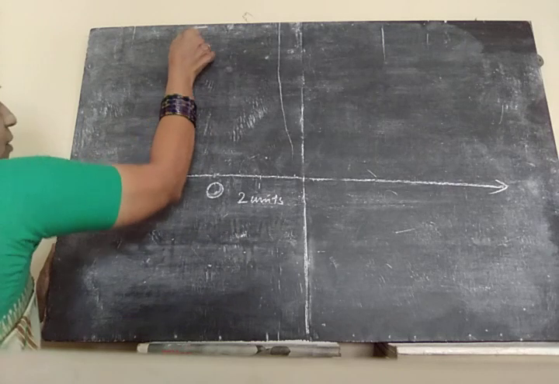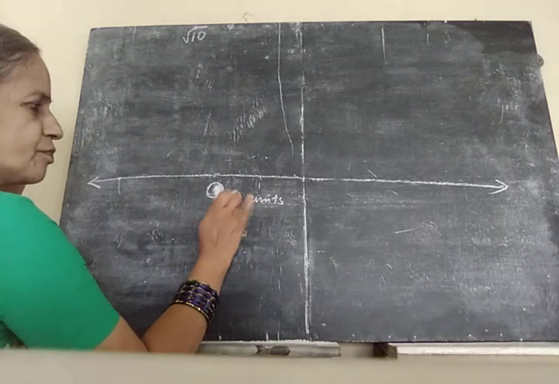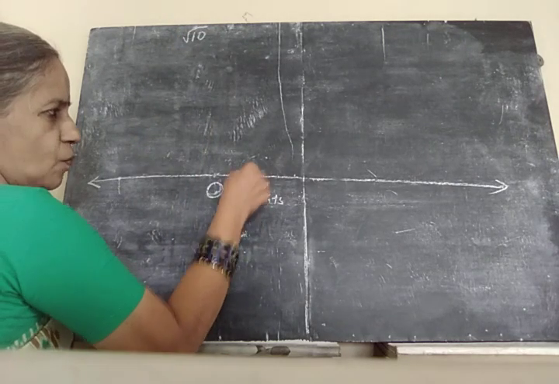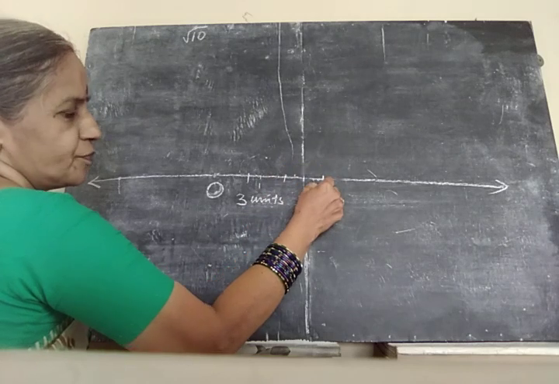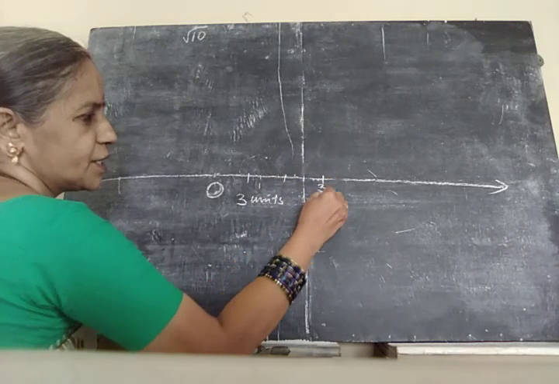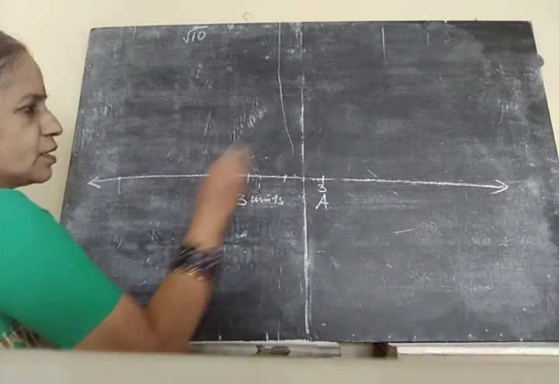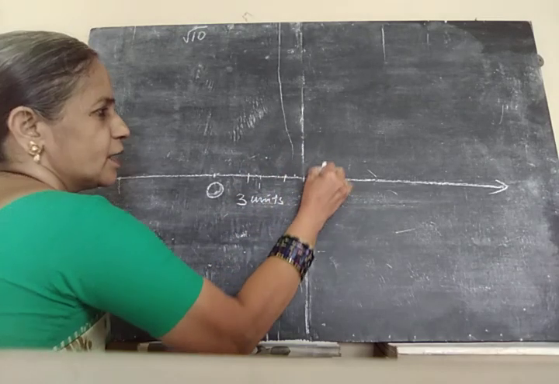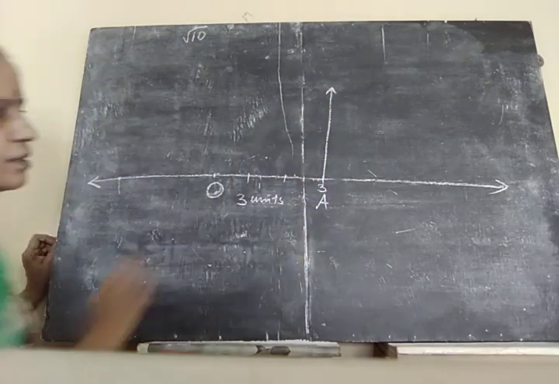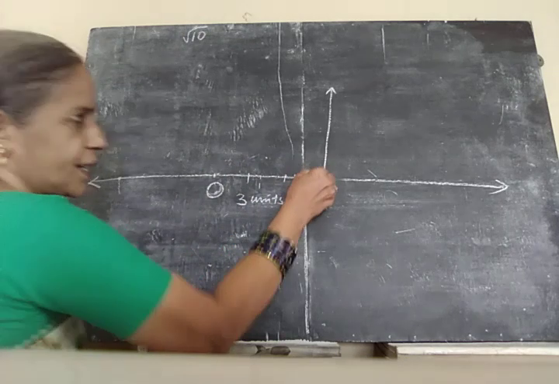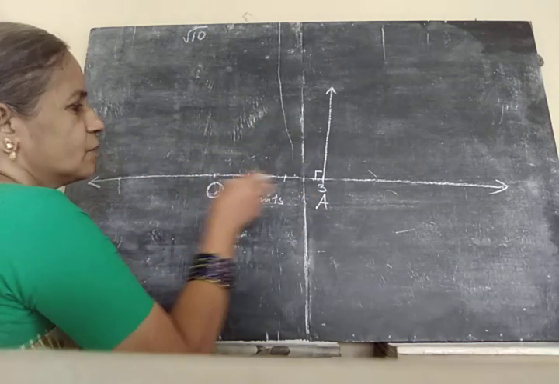Root 10 on the number line. Here take 3 units. 1, 2, 3. 3 units. Now this, let it be A. Okay. Now at A, draw a perpendicular line to the number line and 1 unit.